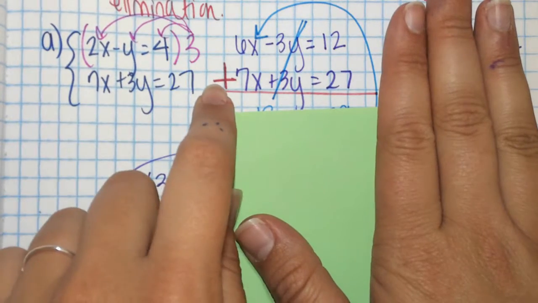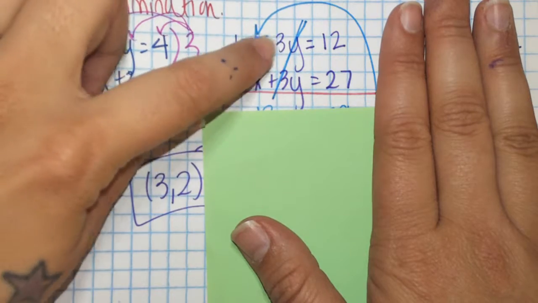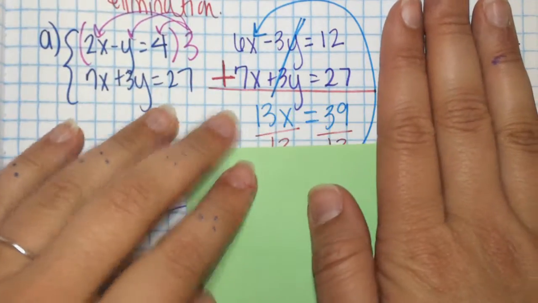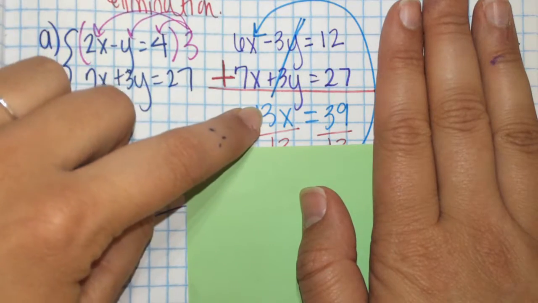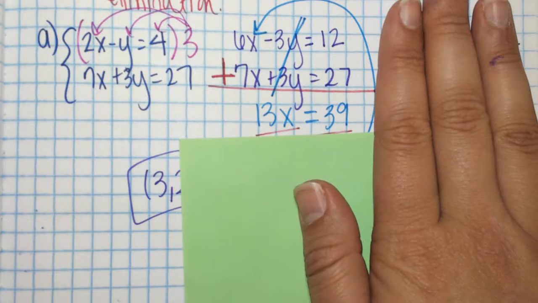Now, why did we add? We added because we have opposite signs on our 3y's. We have the same coefficient, opposite signs, so we add. We add straight down, and we get 6 plus 7, and we get 13. 12 plus 27, and we get 39. Is everybody with me to this point?